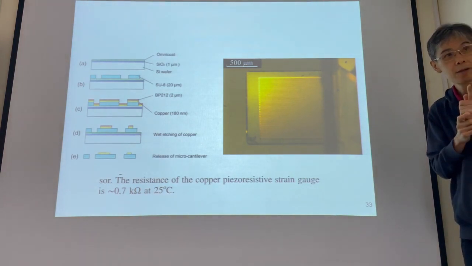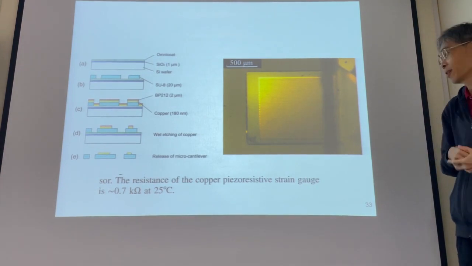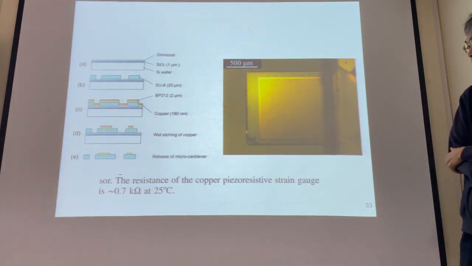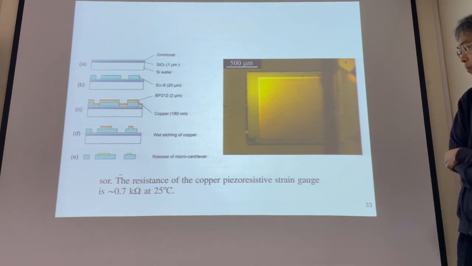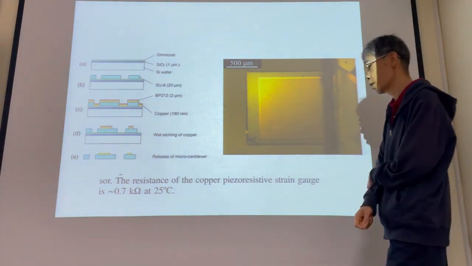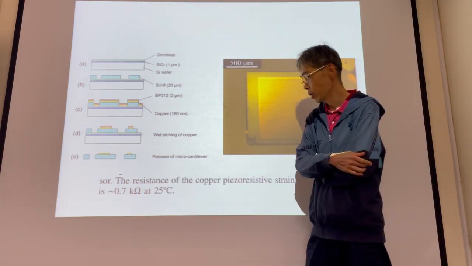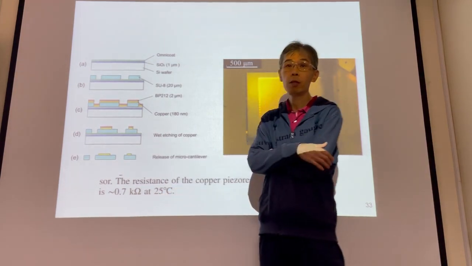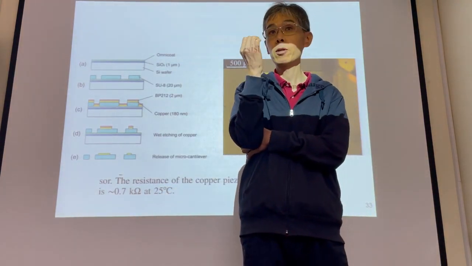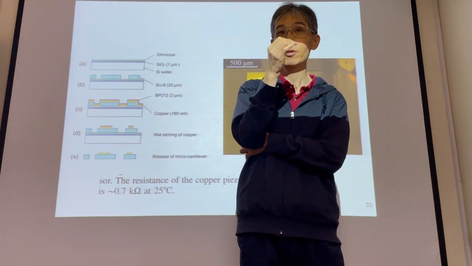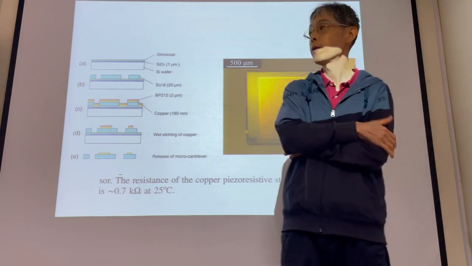Ethan. Do you have Ethan? Ethan, did you read this? The resistance of the copper, the general resistance trend, is about 0.7 k ohm at 25. Yes, around 0.7 k ohm, 700 ohm. And it's important, this is room temperature, because resistance is a function of temperature. Different temperature, different resistance.